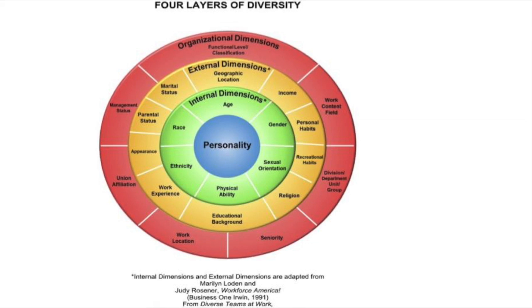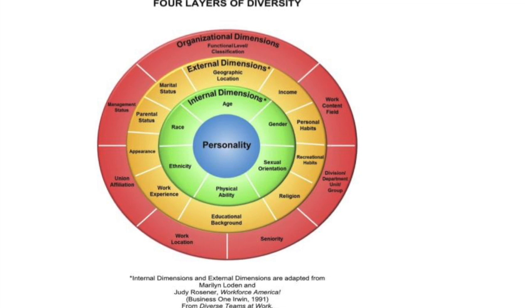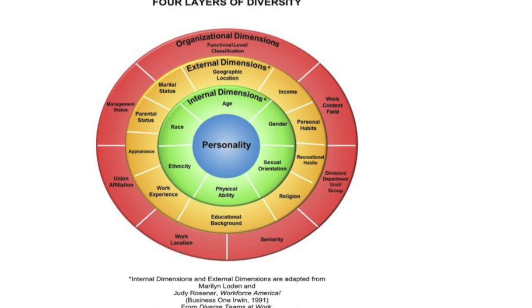Is it your age? Maybe it's your physical ability. Maybe it's your educational background and what you're bringing to college. So it could be in any of these layers. Maybe it's your personality. You're really thinking a lot about who you are and how you interact with other people. So your personality is in the forefront right now. So you could circle personality. You could circle something in the green ring, something in the yellow ring, or something in the red ring.